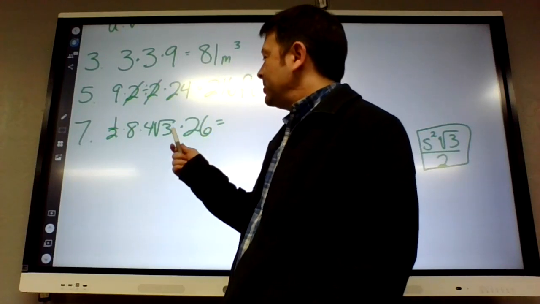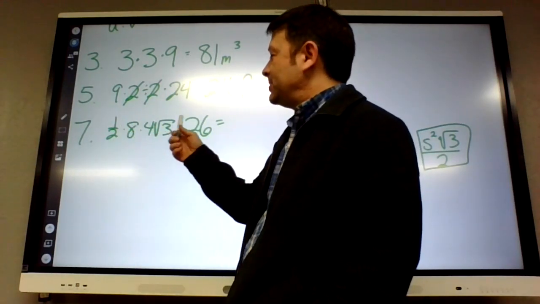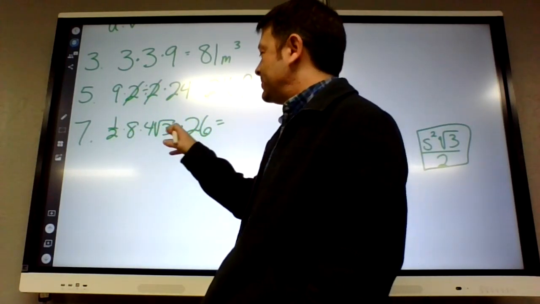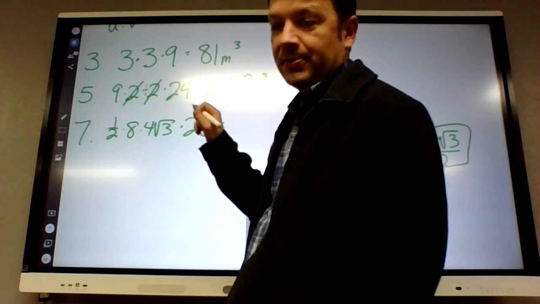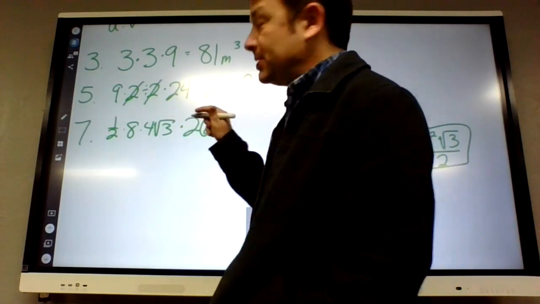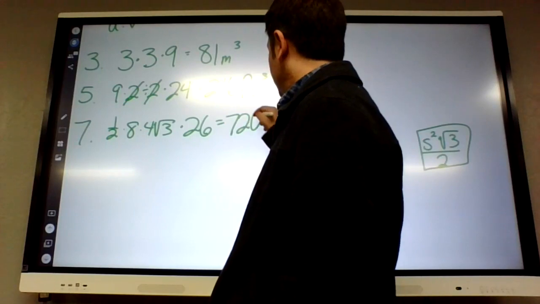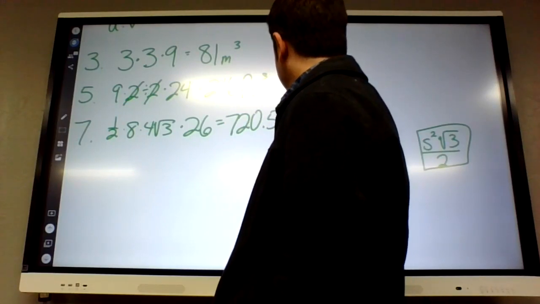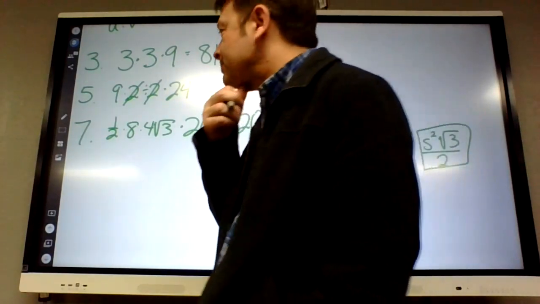You could either just plug all this in and spit out a decimal, or you could leave the square root of 3 in the answer. Either one. The decimal version is 720.5. I think this one's centimeters.